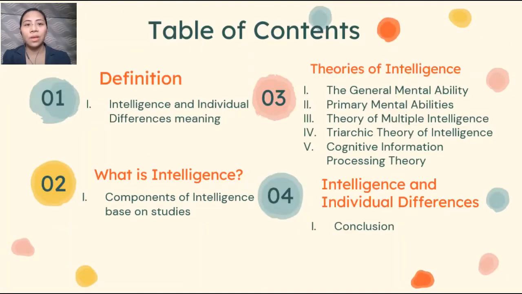This will be the flow of our discussion. First, we're going to define intelligence and individual differences. Second, we will discuss the components of intelligence based on studies. Third, we will learn about the different theories of intelligence and their proponents. First, the general mental ability. Second, primary mental abilities. Third, the theory of multiple intelligences. Fourth, the hierarchic theory of intelligence and the cognitive information processing theory.